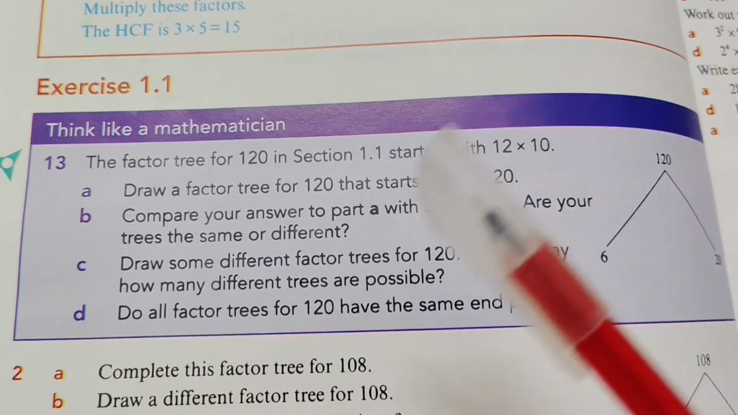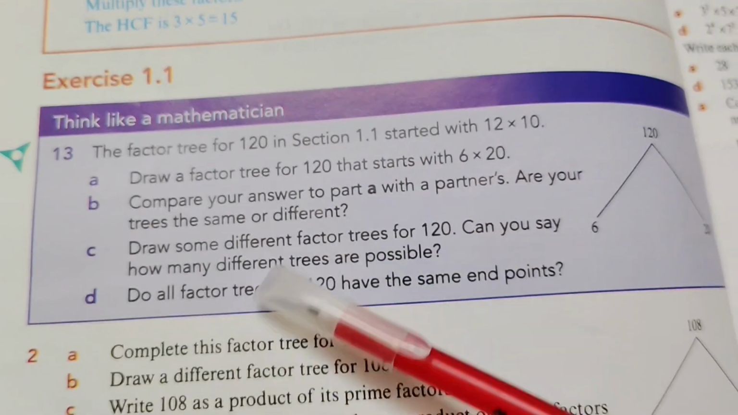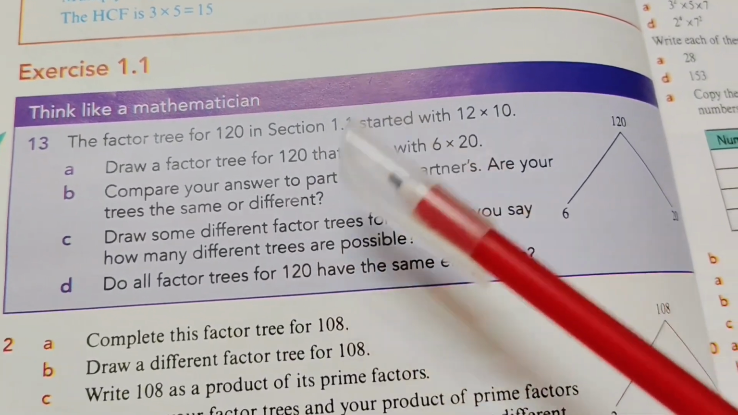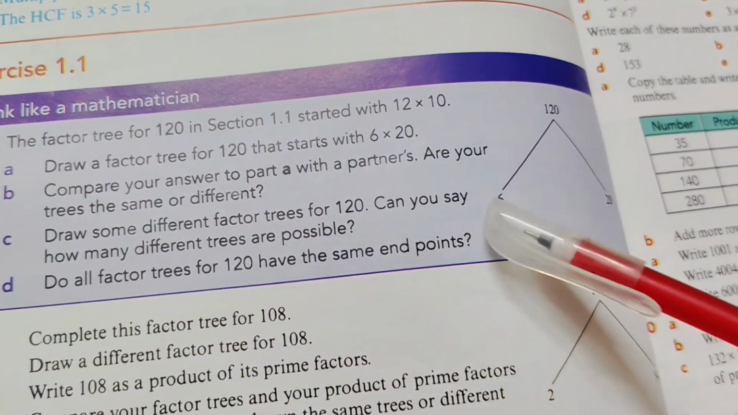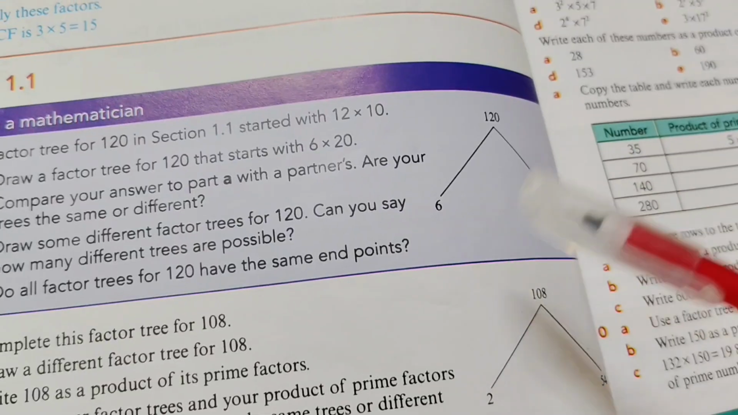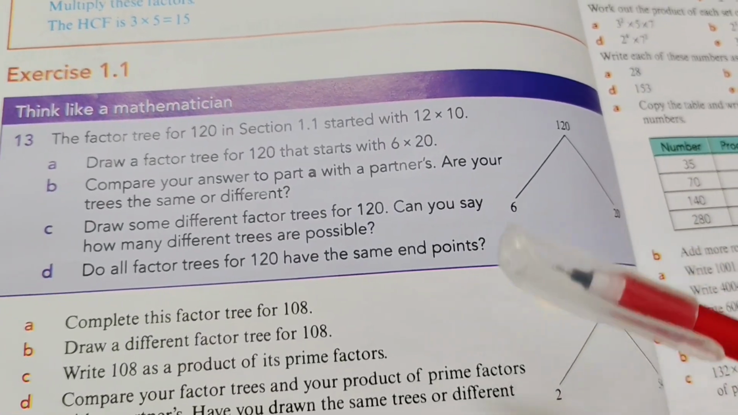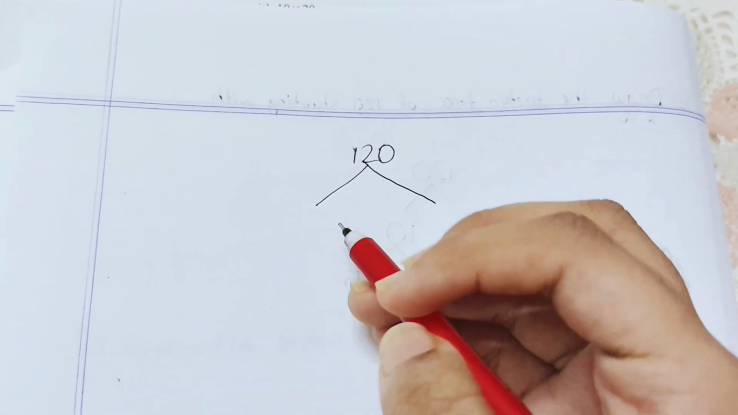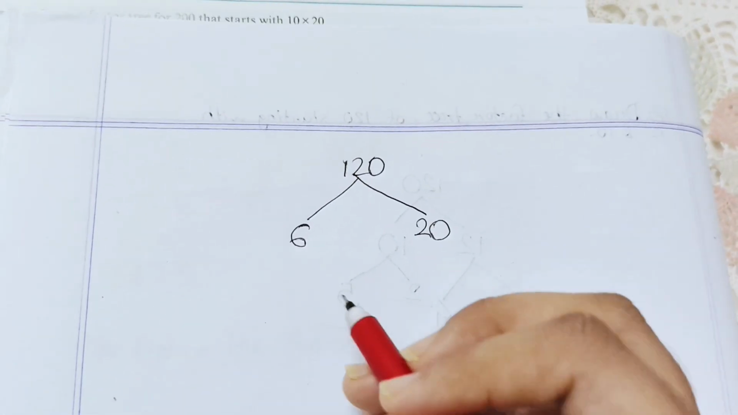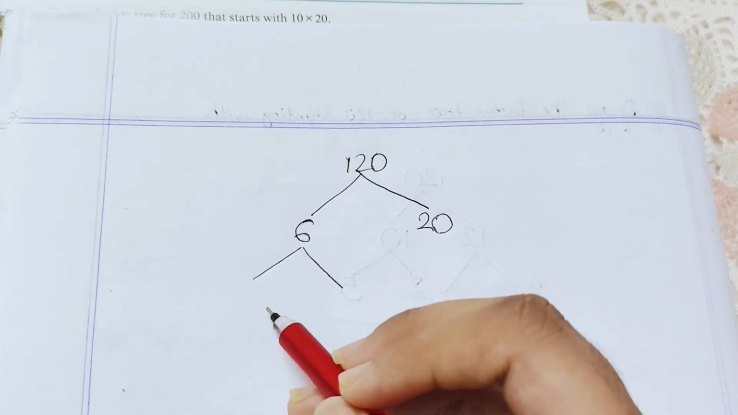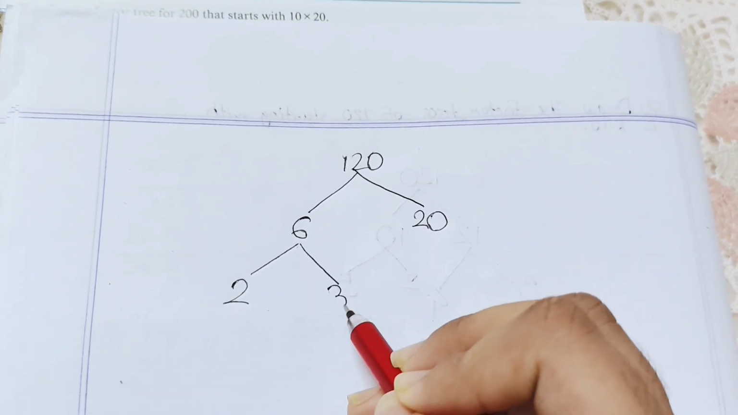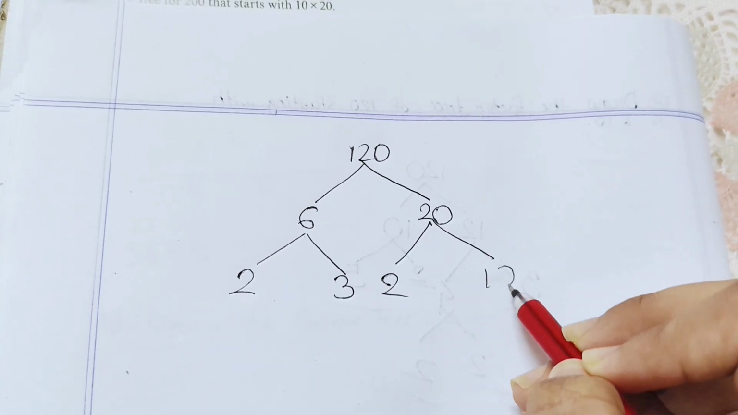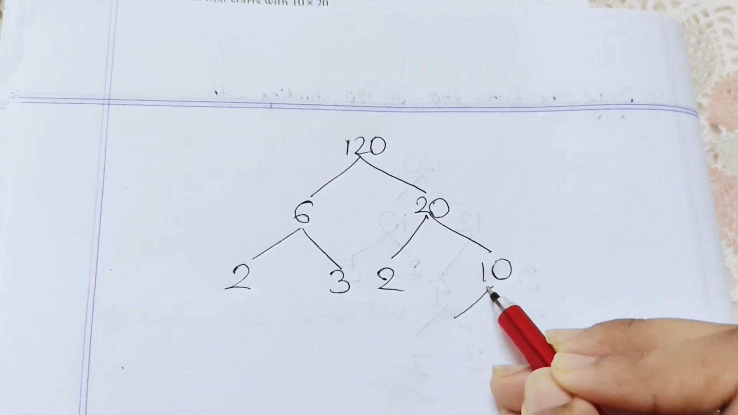Looking at number 1, we can see that we have to again make another factor tree with 120, but this time with 6 and 20 at the end. So let's give it a try. Two can be a good option. Here as well. Now we can also divide this by 2.